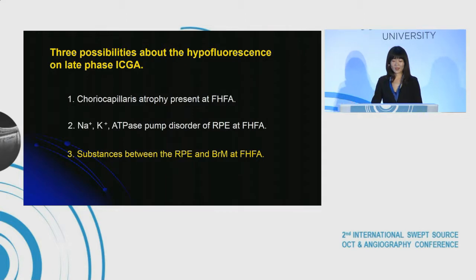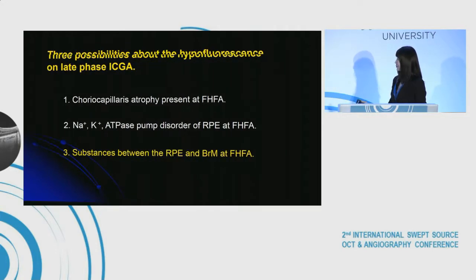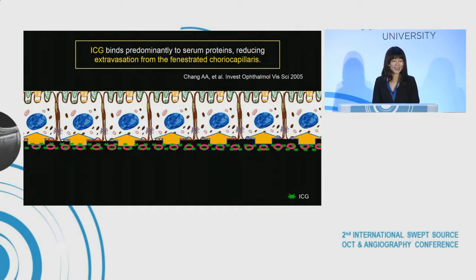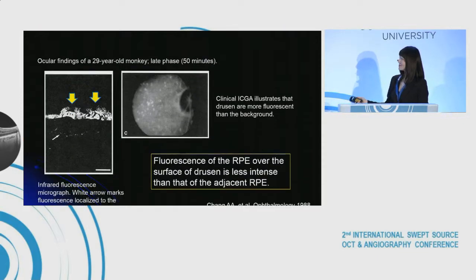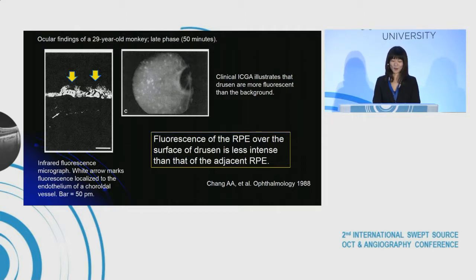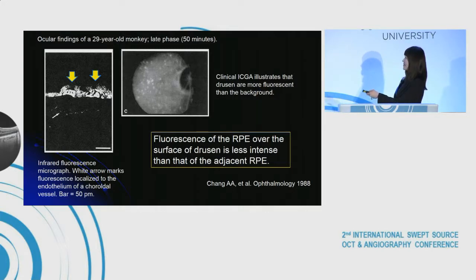Third, let me discuss the theoretical substances between the RPE and the Bruch's membrane at FHFA. Usually, ICG extravasates from the fenestrated choriocapillaris. If deposits such as lipids accumulate beneath the RPE, ICG may not be delivered towards the RPE. Chang and colleagues reported that the RPE overlying drusen deposits showed reduced fluorescence.